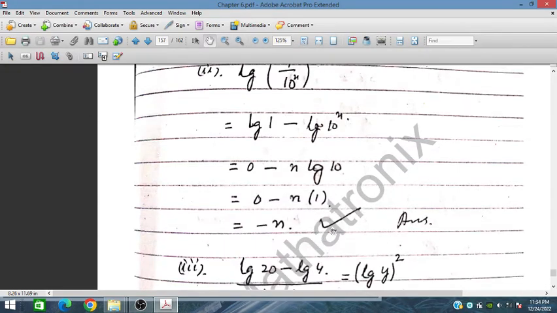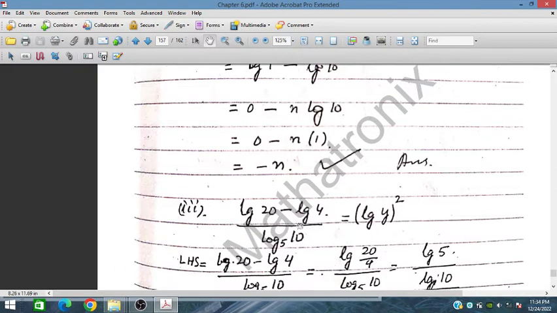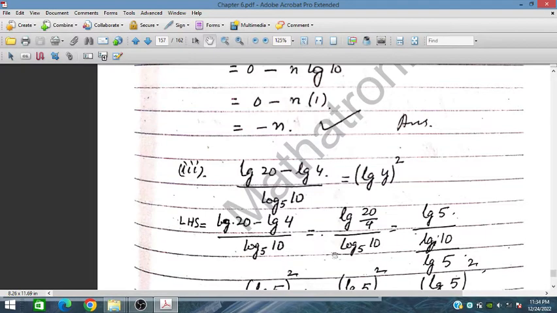And for part 3, log 20 minus log 4 divided by log 5 10 is equal to log y 2. So taking the left hand side, log 20 minus log 4 can be written as log 20 upon 4. So 20 upon 4 is log 5, and this is log 5 10. So in place of this, using the chain rule, this log 5 10 can be written as log 10 upon log 10 5.